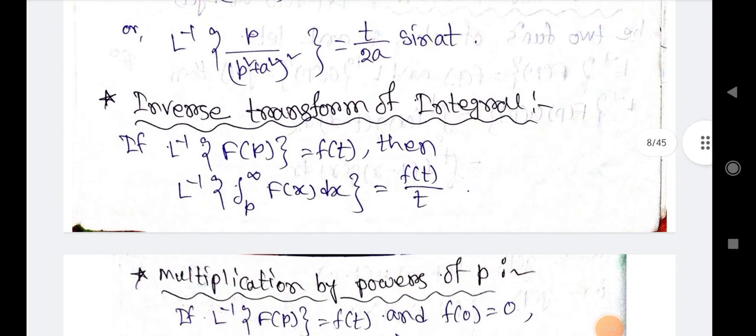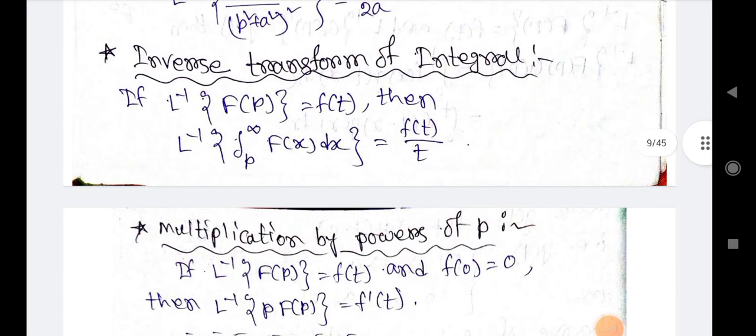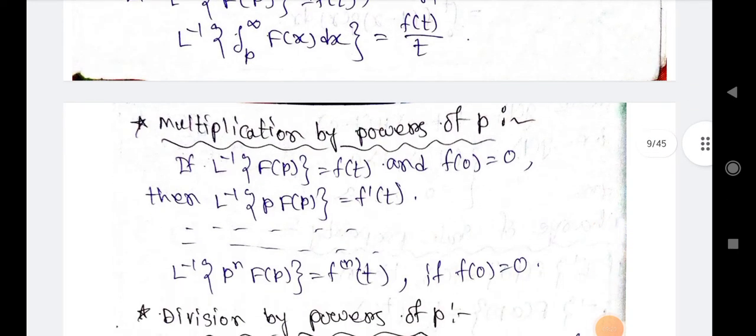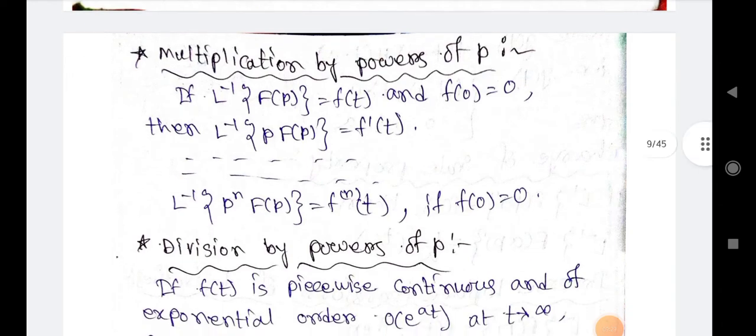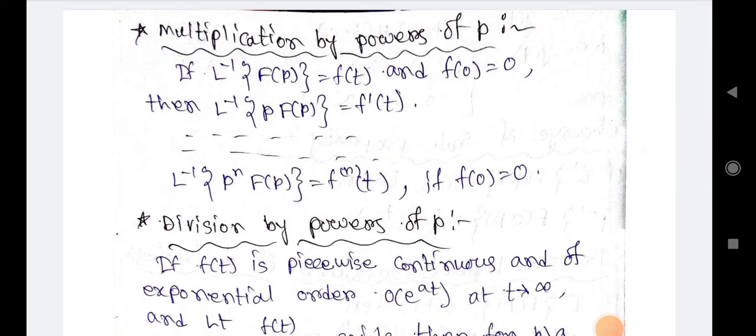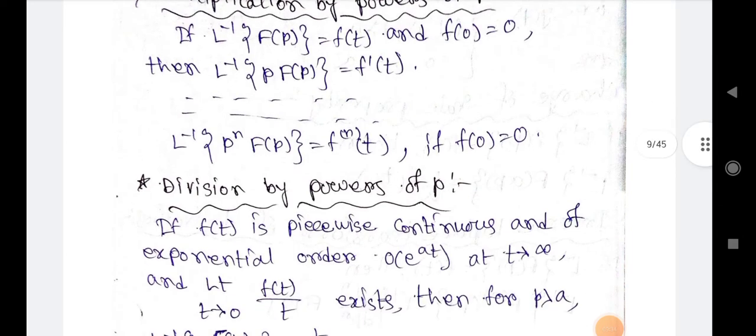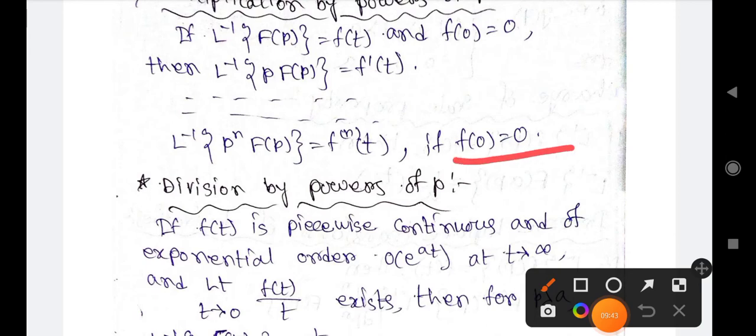Now inverse transform of integral. If Laplace inverse of F(p) equals f(t), then Laplace inverse of integration p to infinity F(x) dx equals f(t) by t. Multiplication by powers of p: if Laplace inverse of F(p) equals f(t) and f(0) equals 0, then Laplace inverse of p F(p) equals f'(t), and Laplace inverse of p to the power n F(p) equals f to the power n (t), if f(0) equals 0.